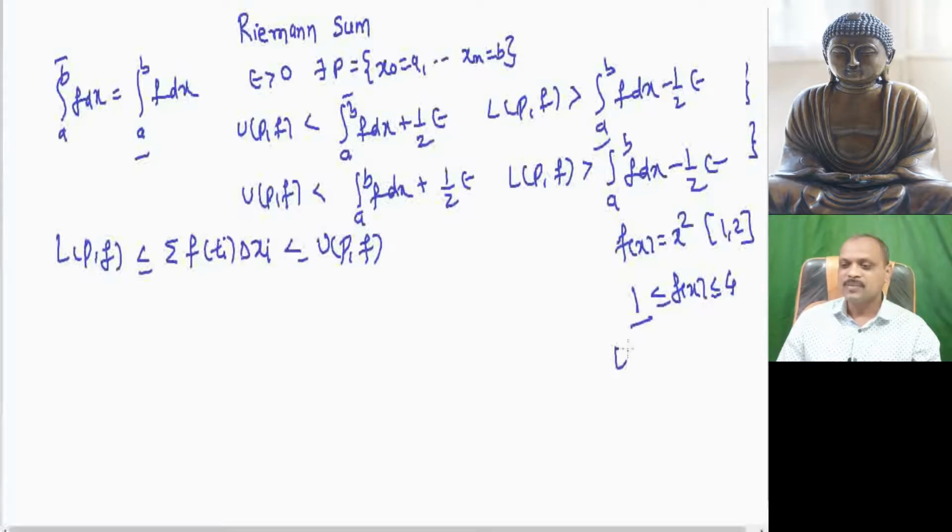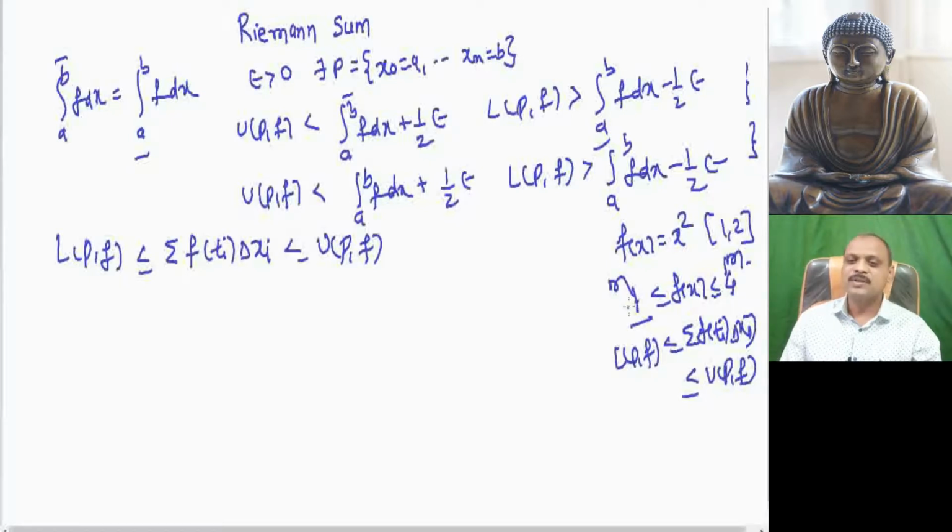If we take the summation, then this is the summation of f(ti) Δxi, and this is nothing but U(P,f). Okay. So this is small m and this is capital M. That means all the values of the function lie between small m and capital M, and therefore this sum lies between the lower sum and the upper sum. Okay, then friends, we have this value L(P,f).